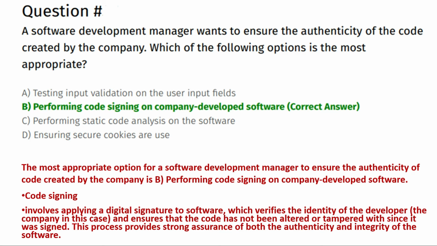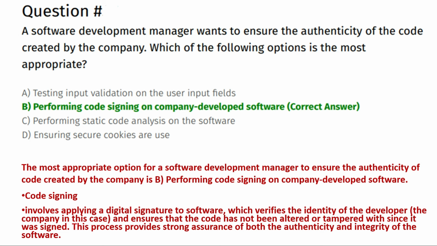Option A, testing input validation on the user input feeds. Option B, performing code signing on company developed software. Option C, performing static code analysis on the software. Option D, ensuring secure cookies are used. And the correct answer for this question is option B, performing code signing on company developed software.